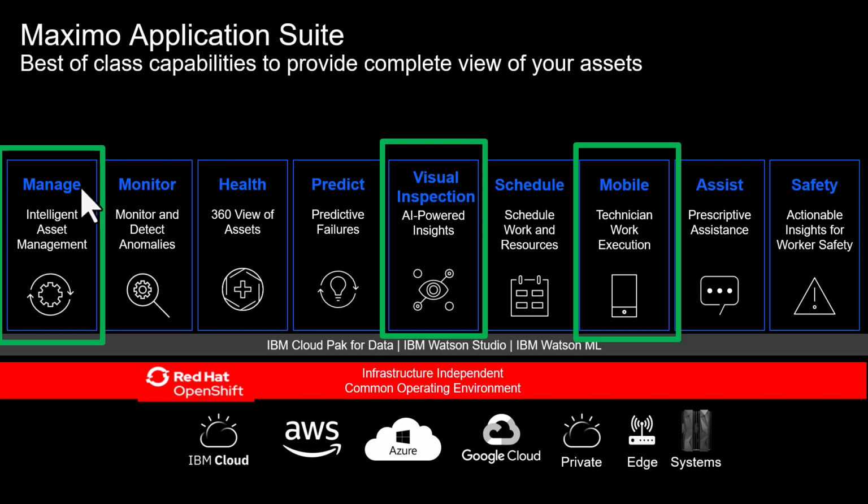Maximo Manage is the enterprise asset management, holding all the important critical information about your assets. Accessible via web interfaces or mobile interfaces. Today, we're going to show you how to perform an inspection through Maximo Mobile. That would include an AI vision inspection as part of it.